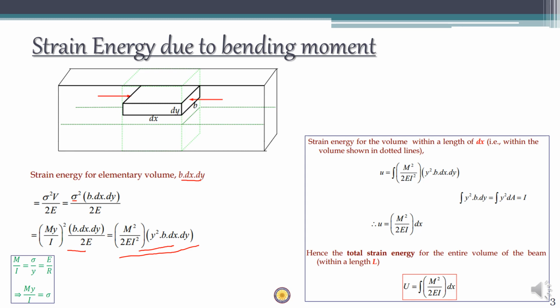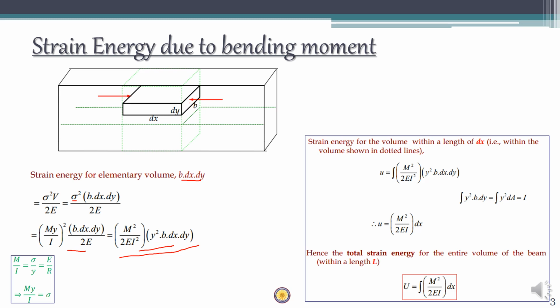So we have U equal to integral 0 to D of M square by 2EI square into y square into B dx dy. So we know that B into dy can be written as area, breadth multiplied by depth is nothing but the area of the side, right? So we can say that this is dA, the area of the elemental length.